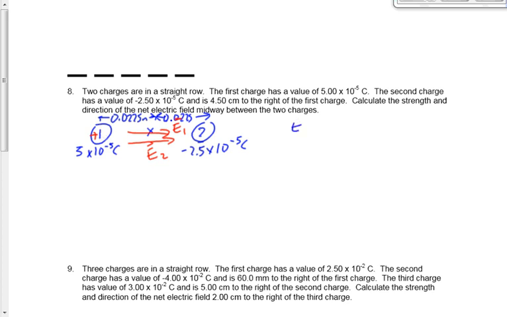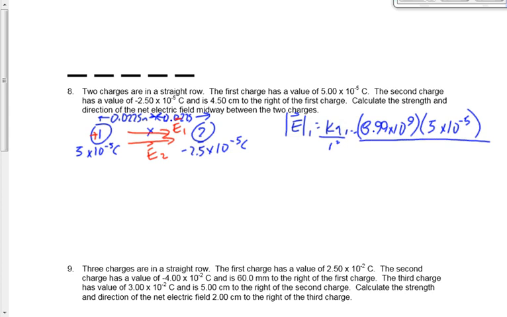All right, let's calculate E1 and E2. It's kQ1 over r squared. Q1 is 5 times 10 to the minus 5, and the distance r is 0.0225, and we have to square that. We do that math. The first field there for number 8 works out to be 8.879 times 10 to the 8. We can say newtons per coulomb, we can say volts per meter, doesn't matter.